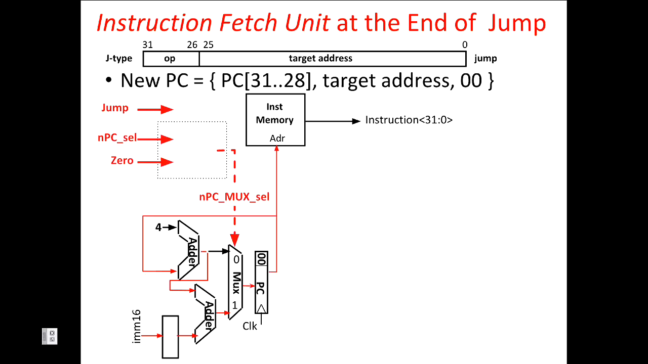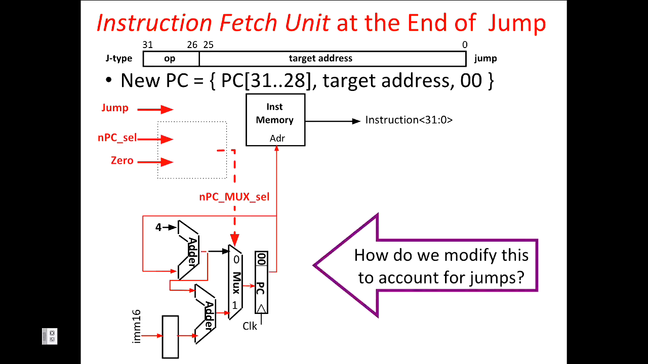Now we need to do something radically different from the branch instruction. We need to take this 26-bit address, part of an address that we have. We need to extend it by 2 bits. We need to add on the top 4 bits of PC. Right? So we need to modify this to account for jumps.